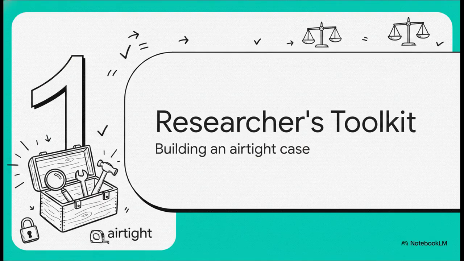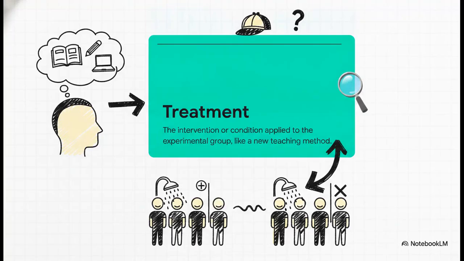Part 1. The Researcher's Toolkit. All right, let's open up that toolkit and look at the 3 critical tools you need to build an airtight case. First up is the treatment. Think of this as our primary suspect, right? It's the thing we're actively manipulating to see if it makes a real impact. In fields like applied linguistics or education, this is usually the intervention you give to the experimental group, like a brand new teaching method or a specific type of grammar instruction. As the researcher, you deliberately control who gets this treatment and who doesn't.